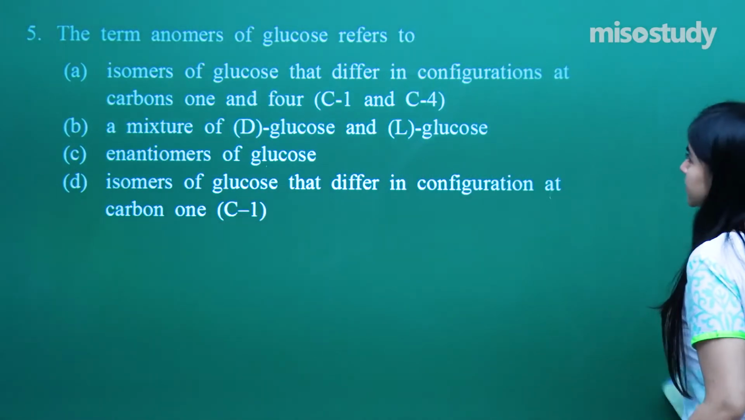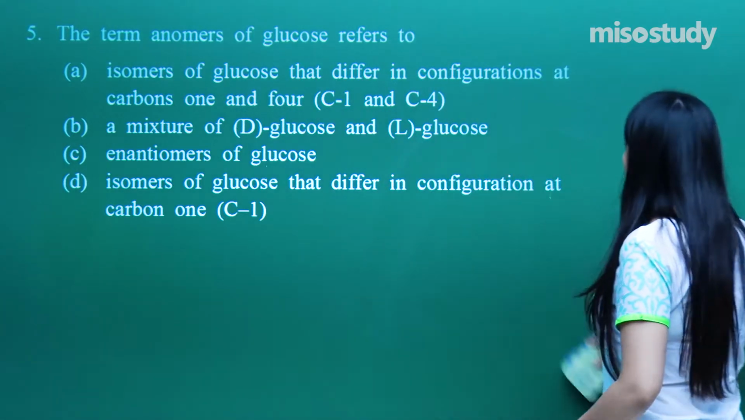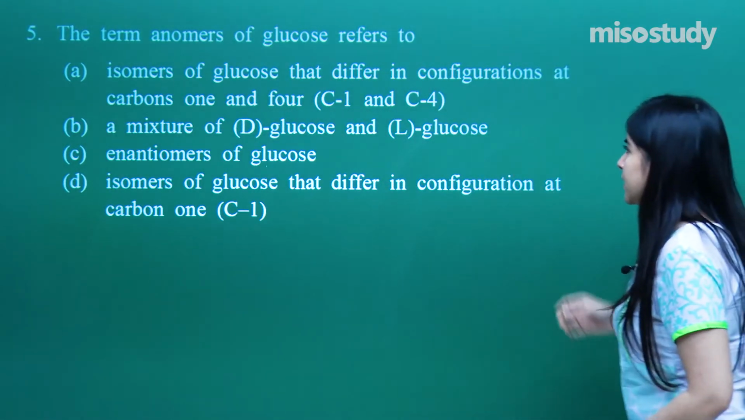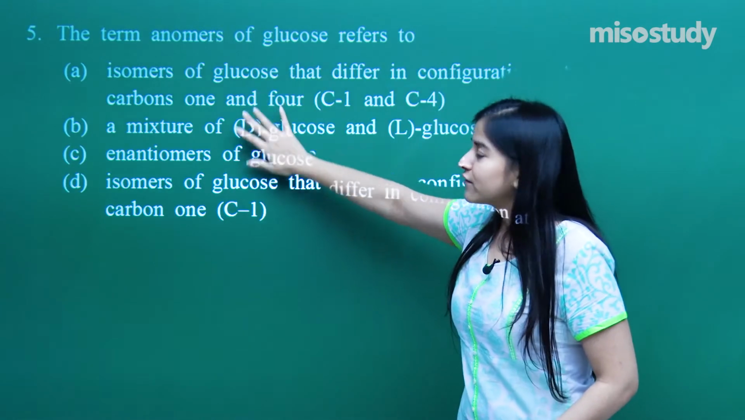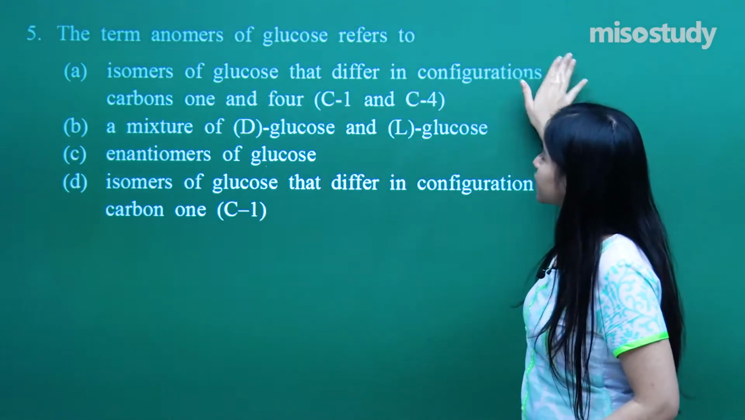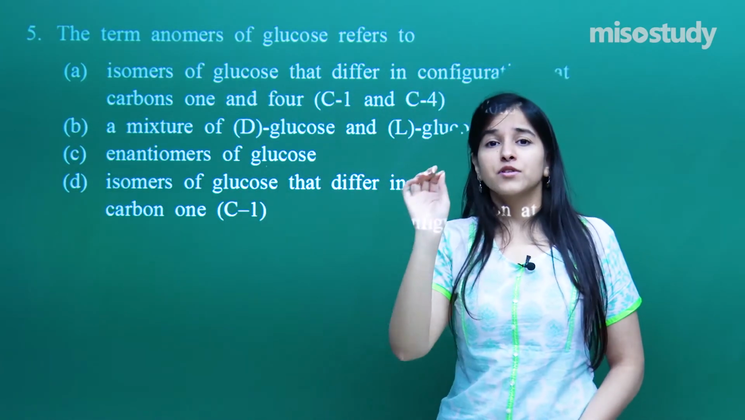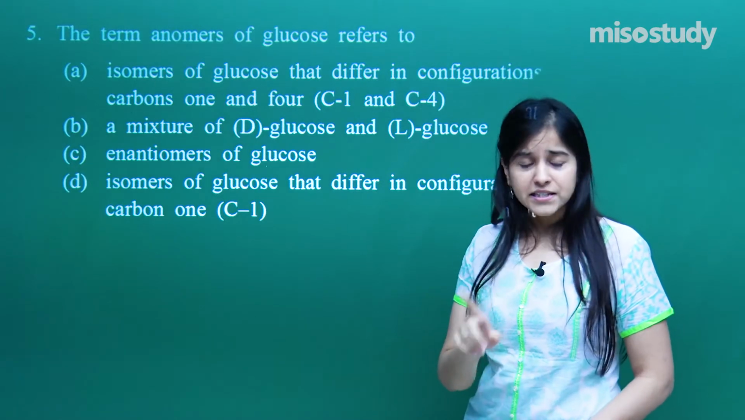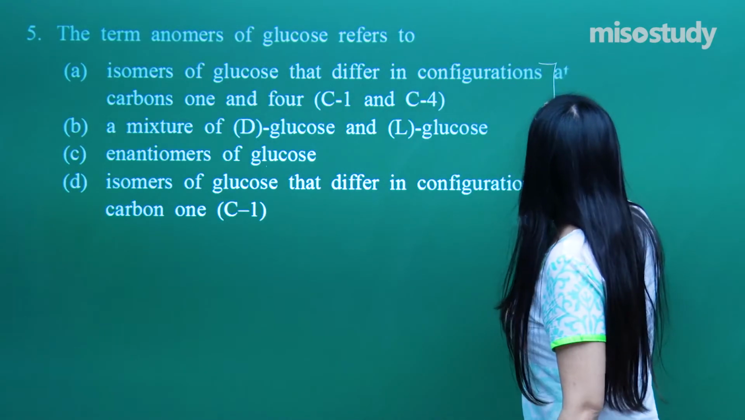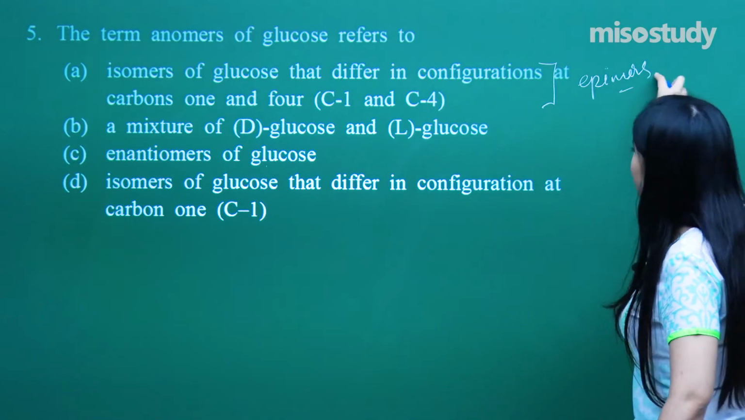So I have got the question: the term anomers of glucose refers to. So we all know what anomers are. Let us just have a look at the options. Isomers of glucose that differ in the configurations at carbons 1 and carbon 4. So they are asking about carbon 1 and 4. That is not anomers, but this is epimers, if you are able to recall.